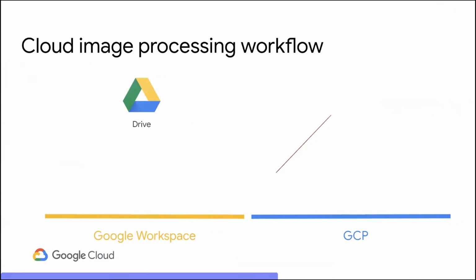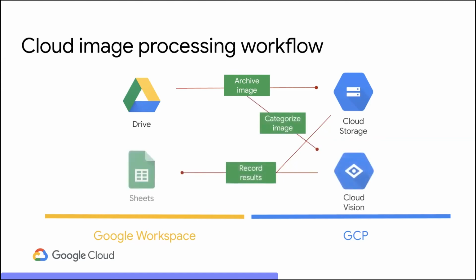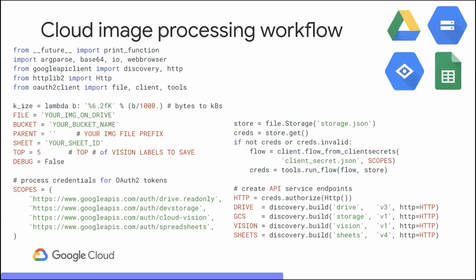This is a Google Drive. This is an application using both Workspace and GCP. So I'm dropping some hints here. We're going to start with a Google Drive. We're going to archive the image to cloud storage. We're going to categorize the image with Cloud Vision. And then we're going to take the output of cloud storage as well as Cloud Vision and record the results into a spreadsheet. So here is our application.